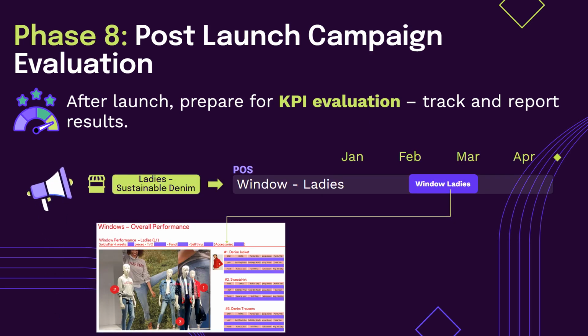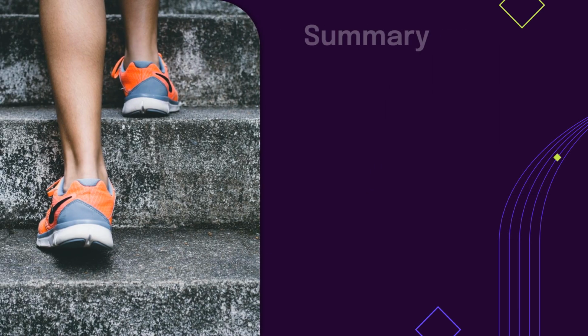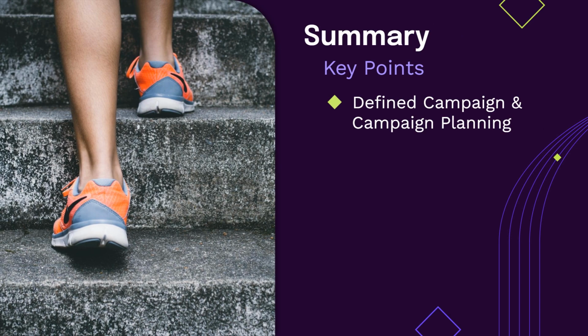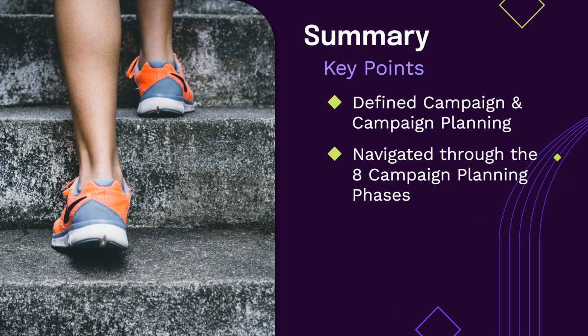Product campaigns are more practical and hands-on and often have the indirect goal of increasing sales. In this example, we can measure the sales tactics before and then measure them again after the activity or tactic was implemented. Thank you for completing the campaign planning course. In this course, we have defined campaign and campaign planning and navigated through the 8 campaign planning phases.